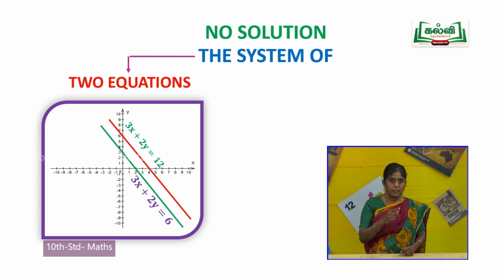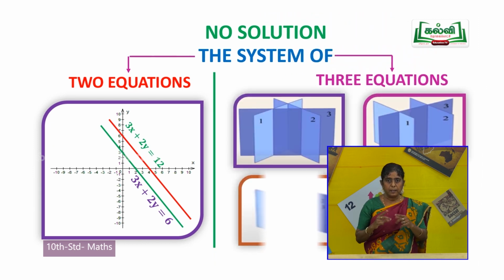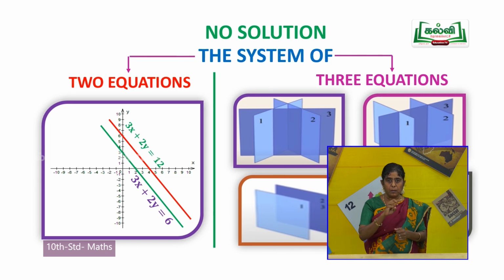Now, the green line and the red line are parallel to each other. They never have a point of contact. They never intersect. As there is no point of intersection, it should not have a solution. So the two equations represent two straight lines which, being parallel to each other, won't have any solution.